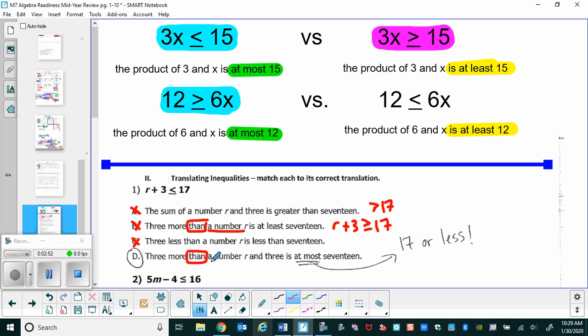So here is the number r coming first. Oh, actually this is a little bit of a typo. Sorry, that part should not be there. My bad. 3 more than a number r is at most 17. So that would be 17 or less, which is what this says. So we know this one is answer choice D.